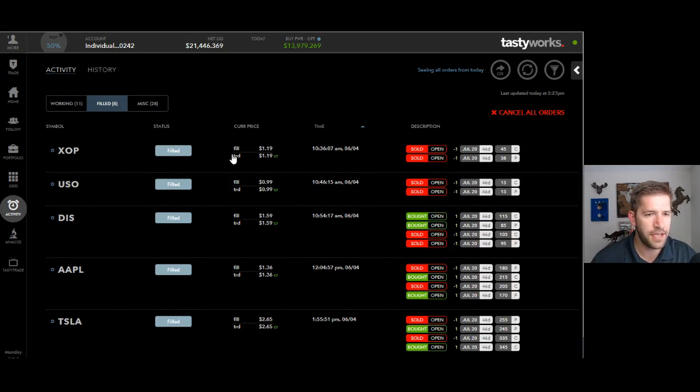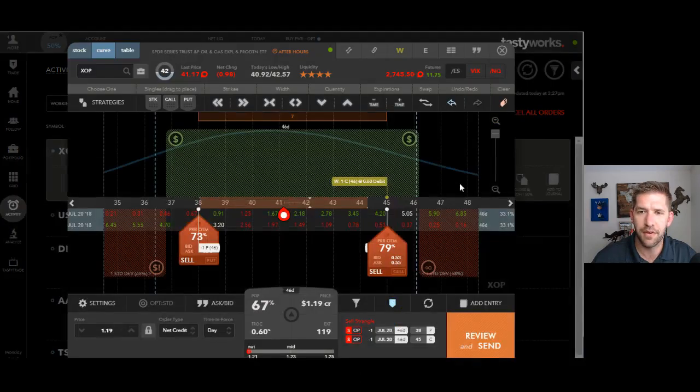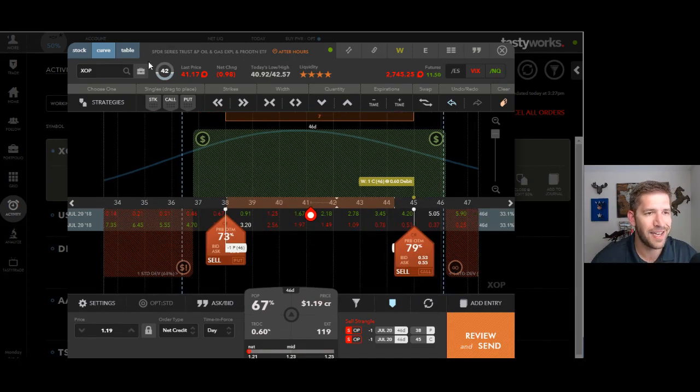I opened up my day with two strangles, two undefined risk trades, one strangle here in XOP. If we check that one out and go into duplicate mode, you'll see it was a $7 wide strangle outside the expected move of XOP. XOP is the oil and gas exploration and production ETF. So it's an oil and gas ETF basically.